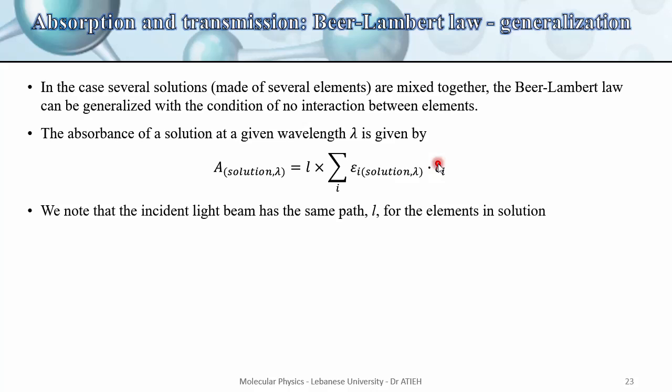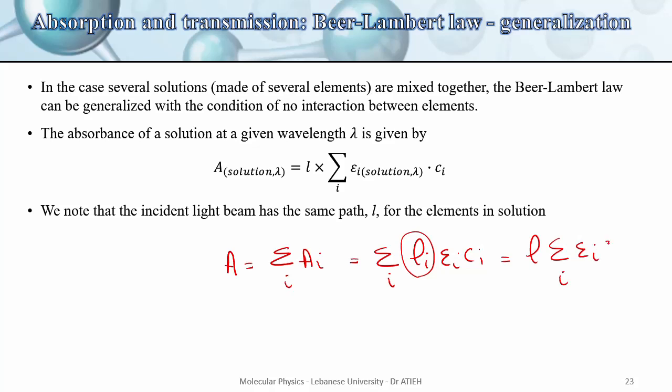For sure, we have already shown that if we have a mixture of substances, then the absorbances add together. So if we have a mixture of substances, A is equal to the summation of Ai. And if they are all found in the same container, so it's Li, epsilon i, Ci, they have the same L. So it's the same L. L goes outside the summation, and there remains epsilon i, Ci, where epsilon i is the absorptivity of substance i in the solution, and Ci is its concentration. So this is the generalization of Beer's law.